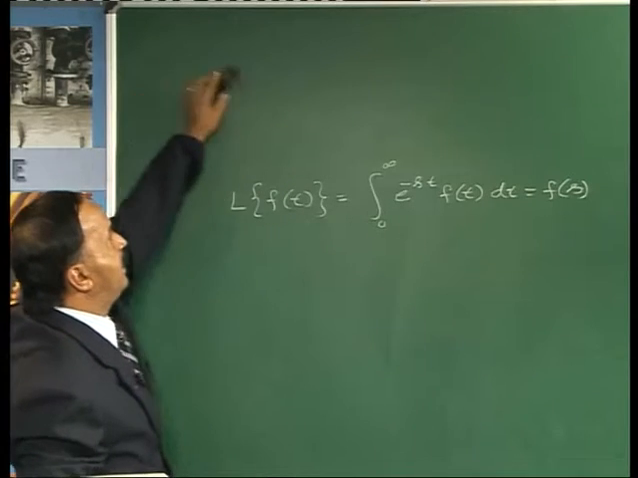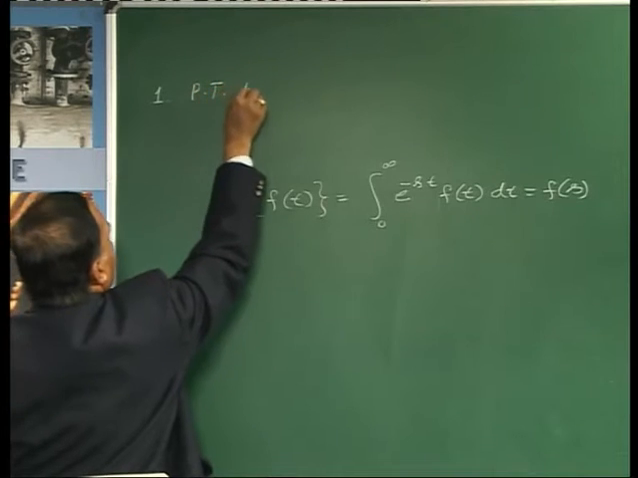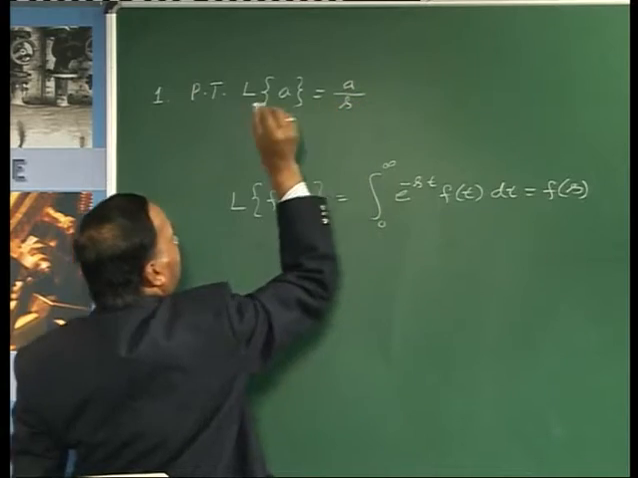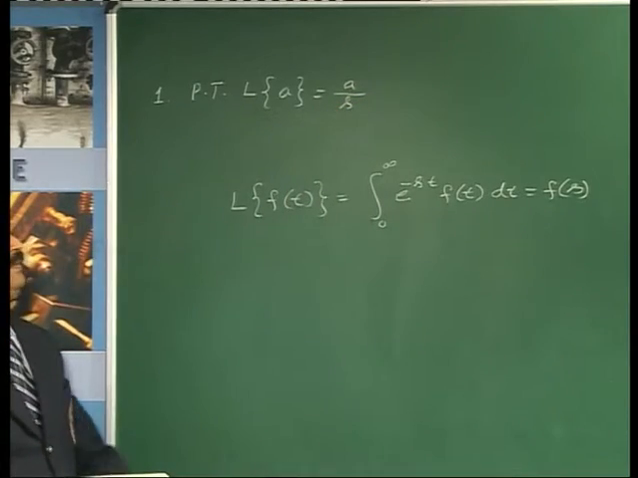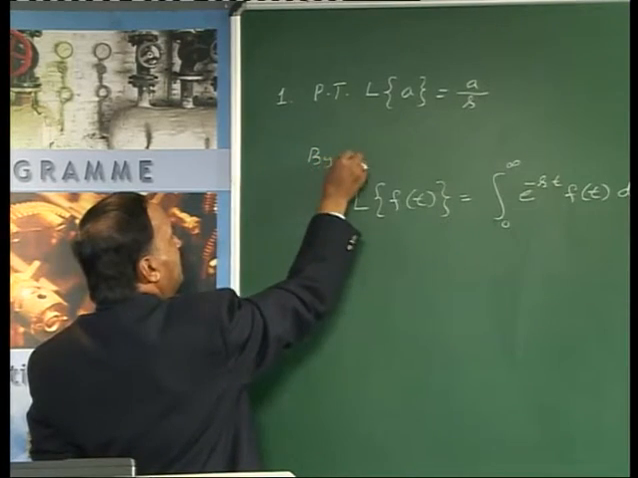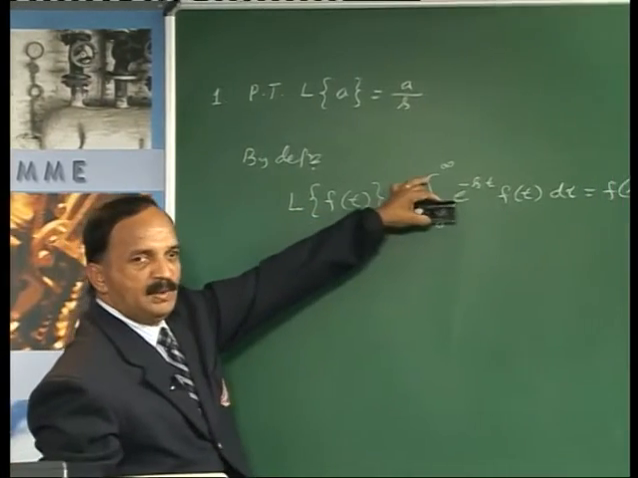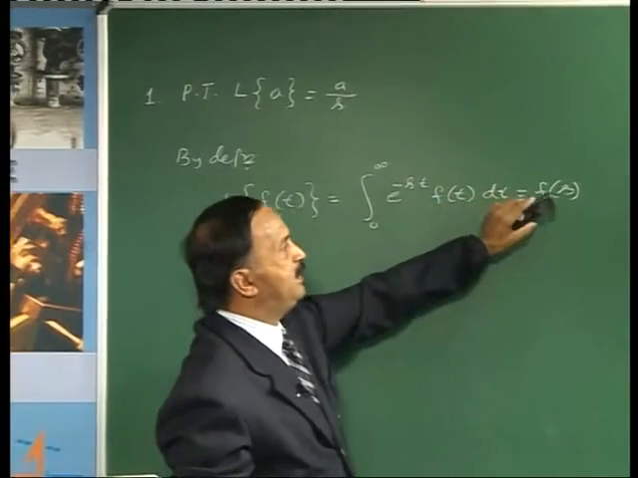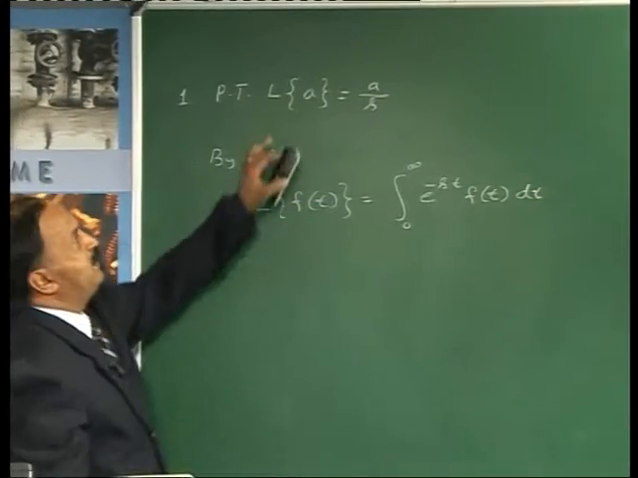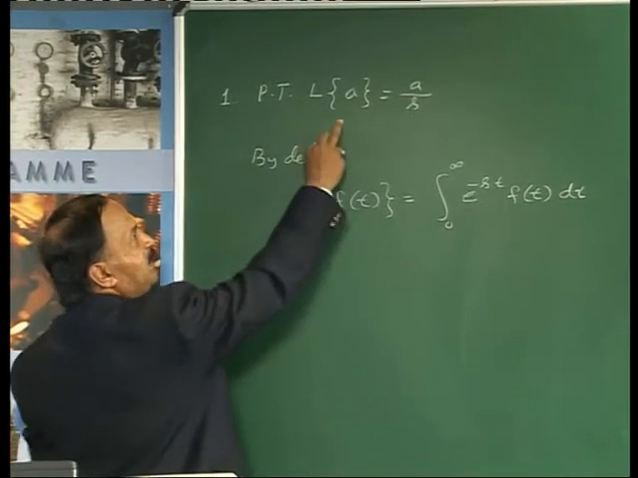Number one, prove that L of a is equal to a by s. Prove that L of a is equal to a by s. So now by using the definition, we know L of f of t equal to integral from 0 to infinity e to the power of minus st f of t dt. This is the definition. So by using this definition, we are going to prove L of a is equal to a by s. In place of f of t, write a.